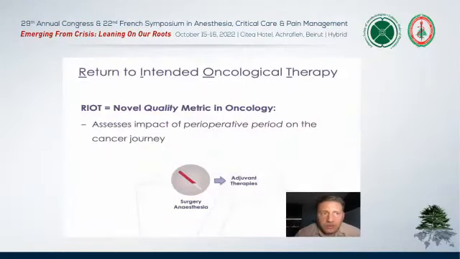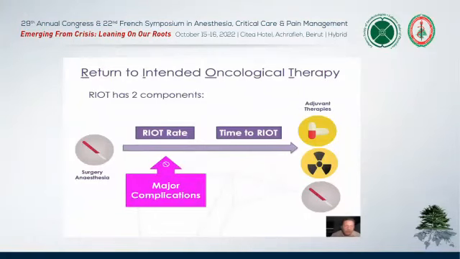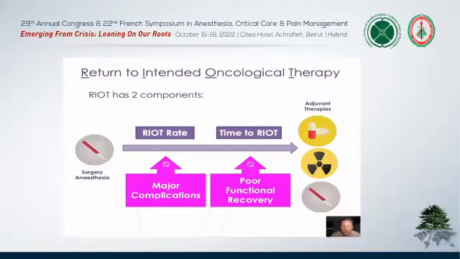So RIOT stands for Return to Intended Oncological Therapy. It's a novel quality metric in oncology, and it tries to assess the impact of the perioperative period on the cancer journey. It has two components: a binary one, whether a patient does have their adjuvant therapies or not, and then the time to RIOT, the time taken to initiate their adjuvant therapies. And these are impacted by major complications during or after surgery and also full functional recovery.